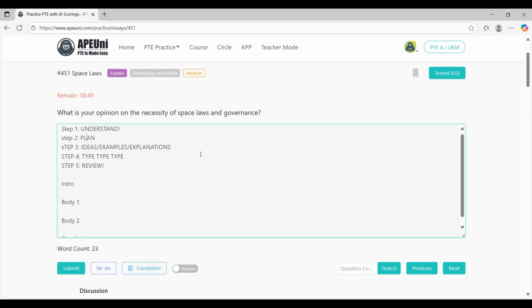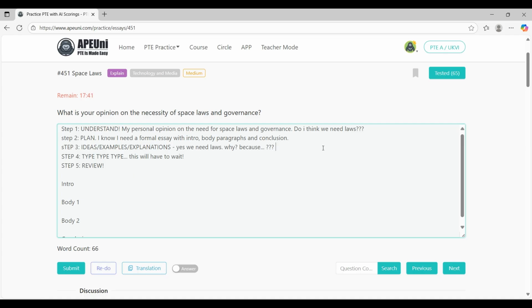Right, so let's make sure that we've got our structure ready to go. We need an introduction, two body paragraphs, and a conclusion. Let's talk about understanding. The question is about the necessity of space laws and governance. So, what they want is my personal opinion on the need for space laws and governance. Do I think we need laws? My answer will be yes. So, I know that I need a formal essay with intro, body paragraphs, and conclusions. My main thing is that I'm going to answer yes, I believe we need laws. Why? Because. And then type, and then review.